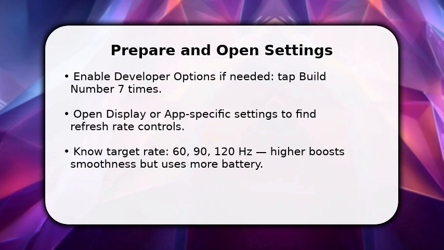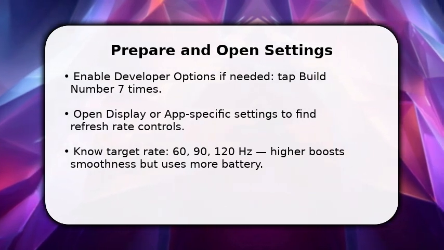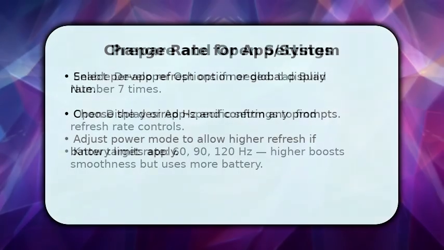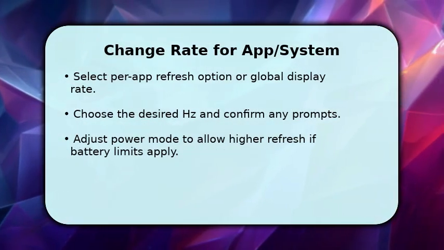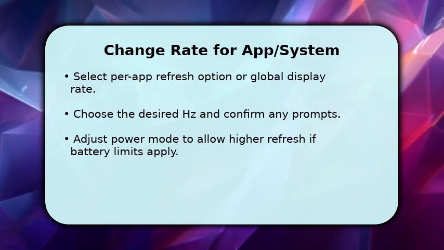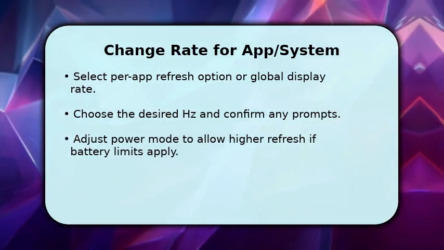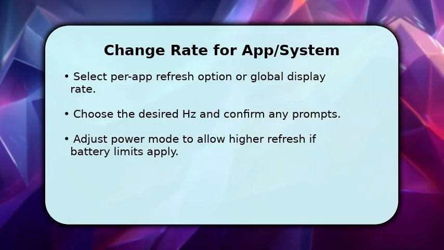Now move to change the rate for the app or system. You now change the active refresh rate. Pick either the per app override in Settings or alter the global display refresh. Tap the desired value, for example, 120 Hz for maximum smoothness, and confirm. The system may prompt to restart the app.